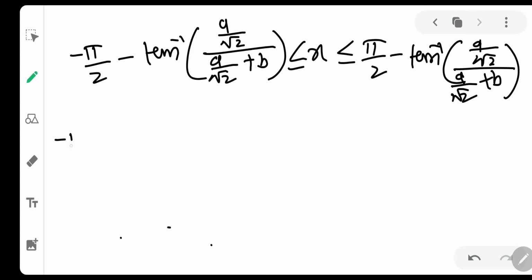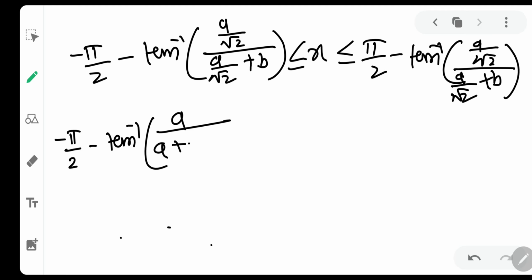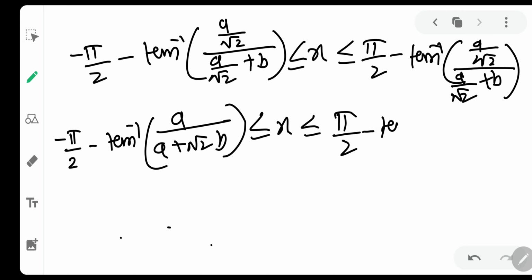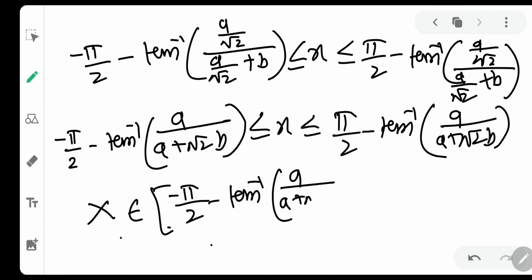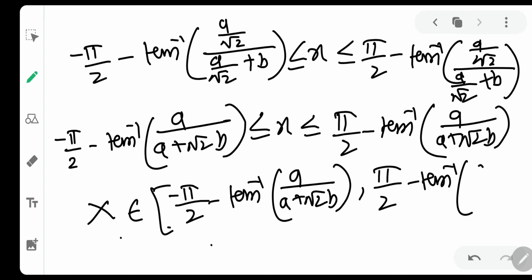Okay, what I'll do is I'll simplify that tan inverse expression also. So that will be a plus root 2 b, and this will be pi by 2 minus tan inverse a upon a plus root 2 b. So this is our condition for the domain for the 1-to-1 function. Therefore x belongs to minus pi by 2 minus tan inverse a upon a plus root 2b, comma pi by 2 minus tan inverse of a upon a plus root 2b.